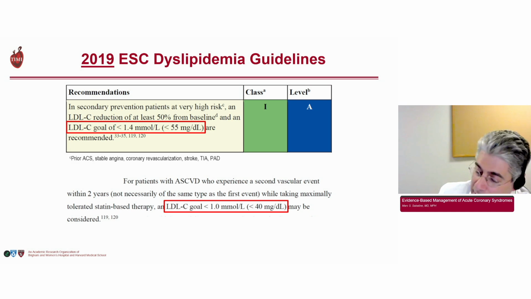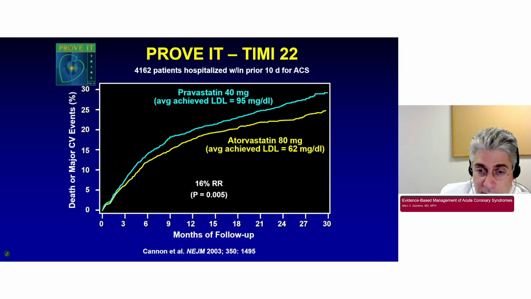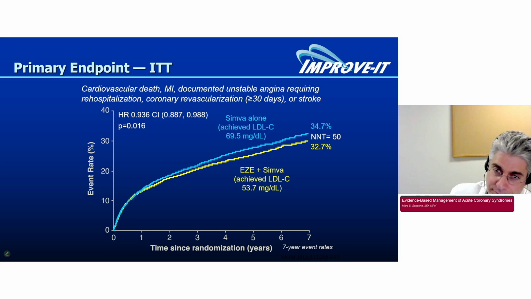Previously the target had been under 70. That's what many people will remember. That actually came out of PROVE IT. After we did PROVE IT, the achieved LDL in the atorvastatin 80 milligram arm was under 70 milligrams per deciliter. That led to the guideline change to drop from 100 down to 70.